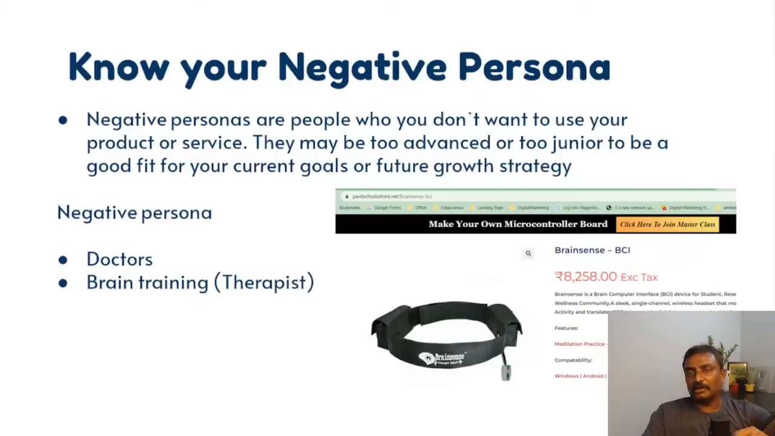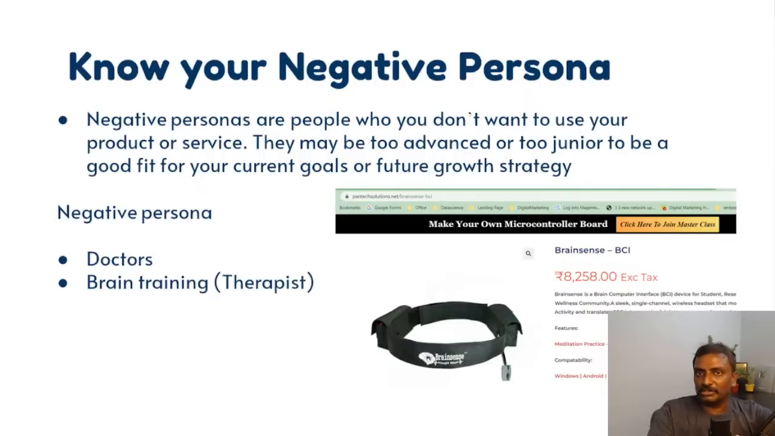You should also know your negative persona. For example, we have a product called BrainSense. This product is not recommended for doctors or for brain training. It reads the EEG signals and gives you meaningful data, like how much you focus, how much you meditate, what is the quality of meditation, and you can also switch on or switch off the light and fan using your brain waves, just by blinking, which can be used for an epilepsy alert system.